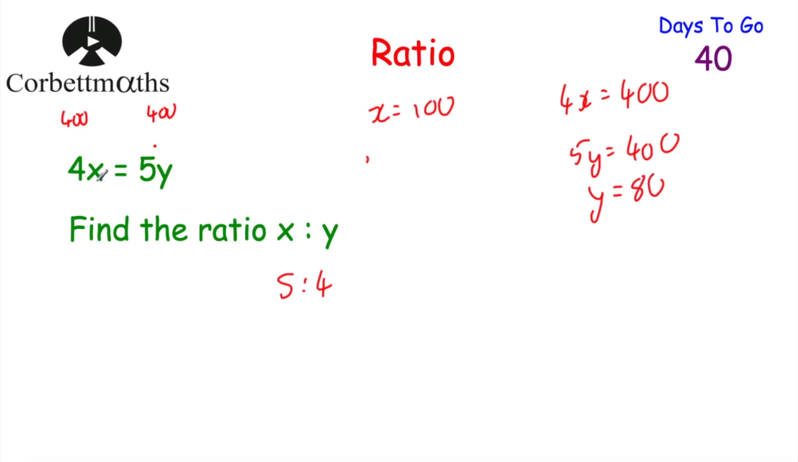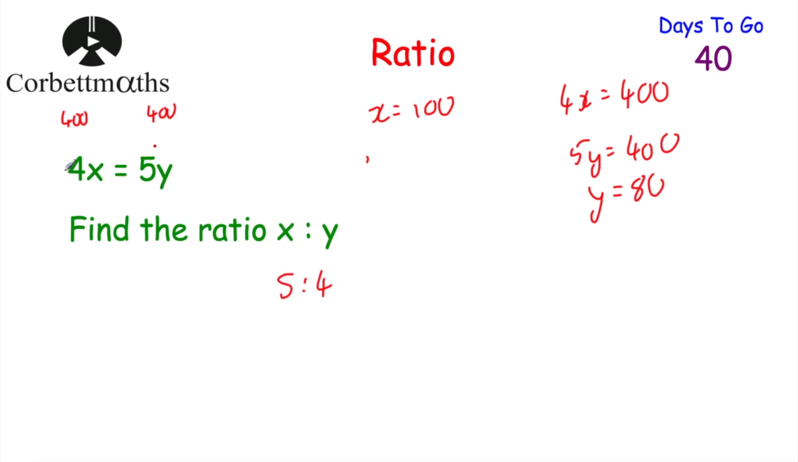And let's just check that. If x is equal to 100, 4 times 100 is 400. And if y is equal to 80, 5 times 80 would be 400 as well. 400 equals 400. So that means that a pair of values that would make this equation work would be x equal to 100 and y is equal to 80. Now you could choose other values. You could choose x equals 5 and y equals 4.